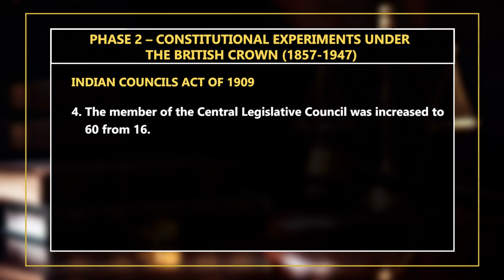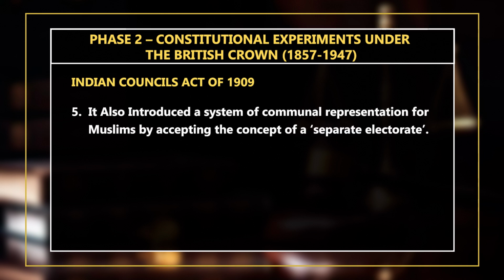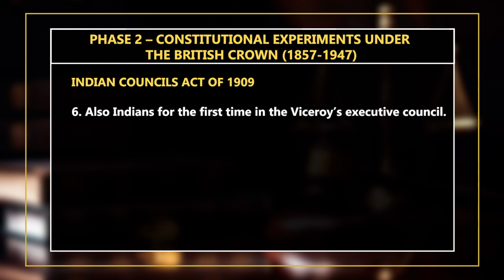The membership of the Central Legislative Council was increased to 60 from 16. It also introduced a system of communal representation for Muslims by accepting the concept of separate electorates. Also, Indians were included for the first time in the Viceroy's Executive Council.